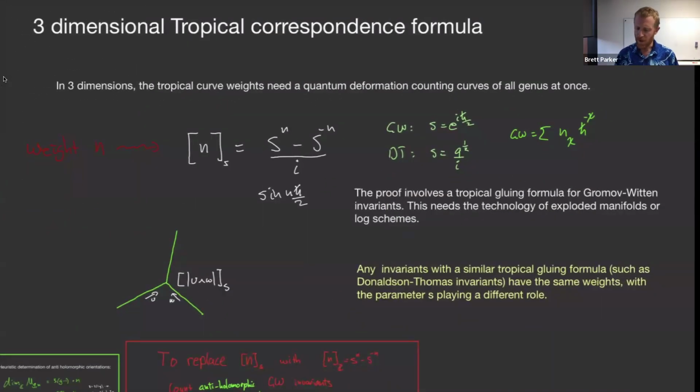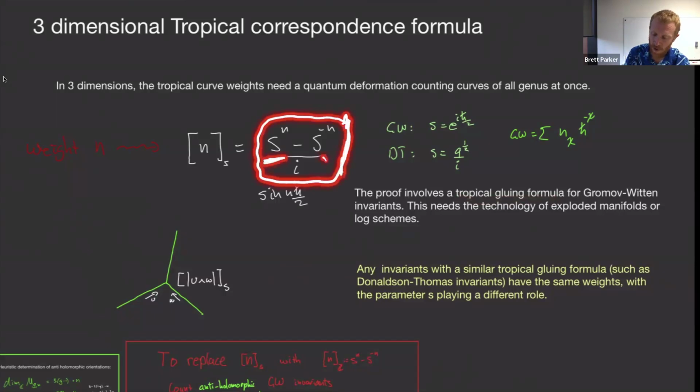So the proof involves just this tropical gluing formula, but what you can get purely from the gluing formula is just that the invariants are in this form. You can't actually pin down what this s is, okay? And to pin down what the s was, I just looked at a paper of Pandharipande, for an example, to get that s was like this.